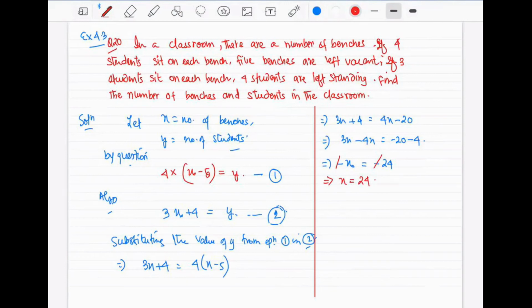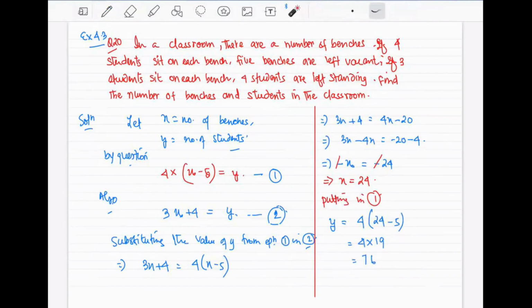Okay, come to the value of y. You can put it in equation 1 or 2, your choice. Let's put it in 1, okay? So if I put it in 1, what is the value of y now? 4 into the bracket x minus 5. The x here will be replaced with 24. So we put 24 minus 5. So we get 4 into 19, which is 76.